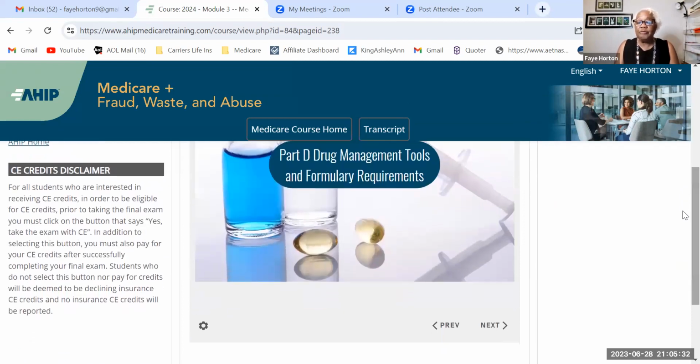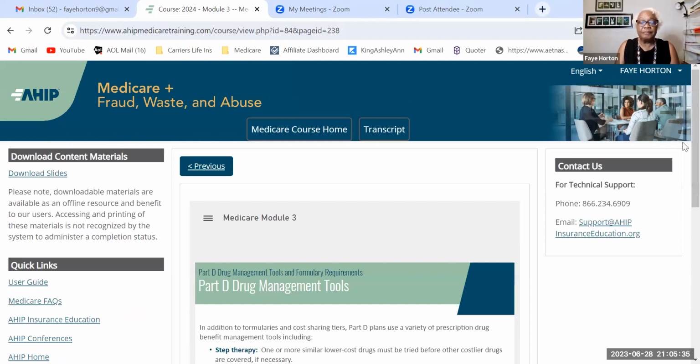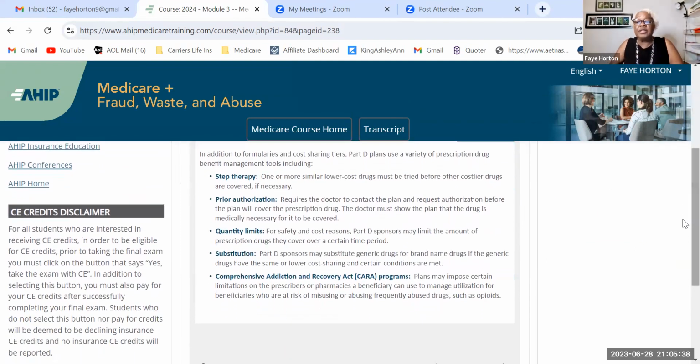Part D, management tools and formulary requirements. In addition to formularies and cost-sharing tiers, Part D plans use a variety of prescription drug management tools, including step therapy. One or more similar lower-cost drugs must be tried before other costlier drugs are covered. You will see this happen a lot when someone goes in and they've seen the ad on TV and they request the drug from TV, and the doctor wants to prescribe it and it's denied until they try something of a lower cost.